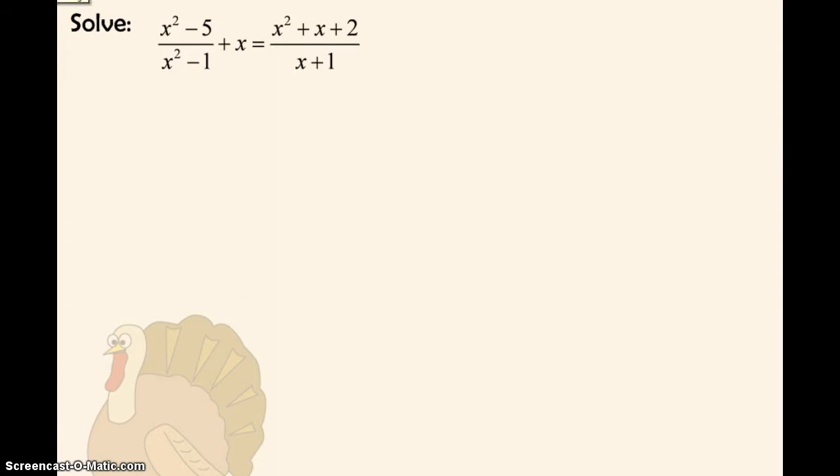Our third example that we're going to take a look at is a little bit more complicated. Now I've got the quantity of x squared minus 1, I've got x over 1, and I've got x squared plus x plus 2 over x plus 1.